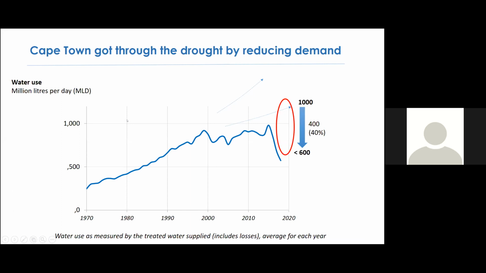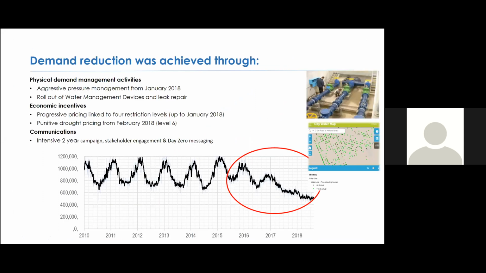So just in 3 short years, Cape Town was able to reduce its water consumption by 60%, a world record, and the city and its residents went from consuming about 1.2 billion liters of water per day to just under 500 million liters of water per day. And the city managed to achieve this through 3 key measures.